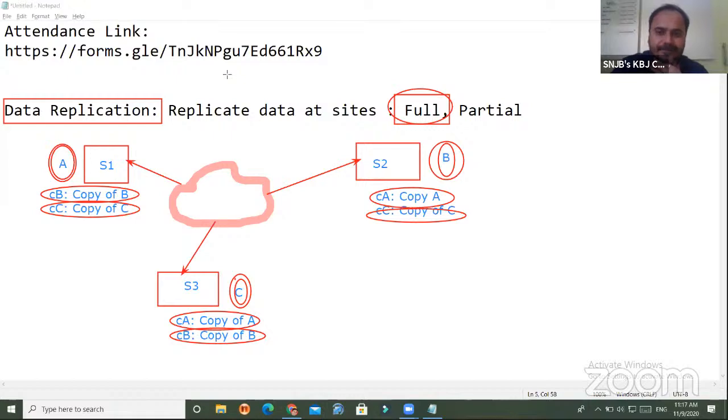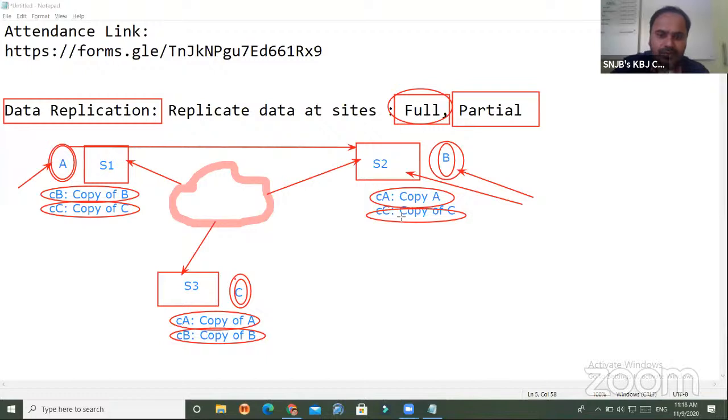Now partial replication. Please focus on the concept. Partial replication means there may be a possibility that A is available only at B, and it may not be available at C. I'm talking about this site. A is available at this site also. Now the copy of B will also be available at this site, but it may not be available at S1.